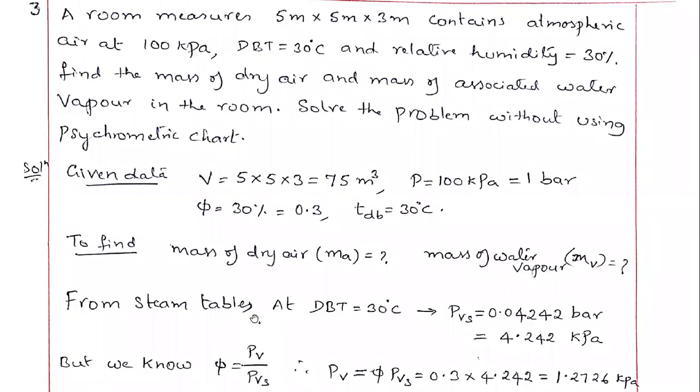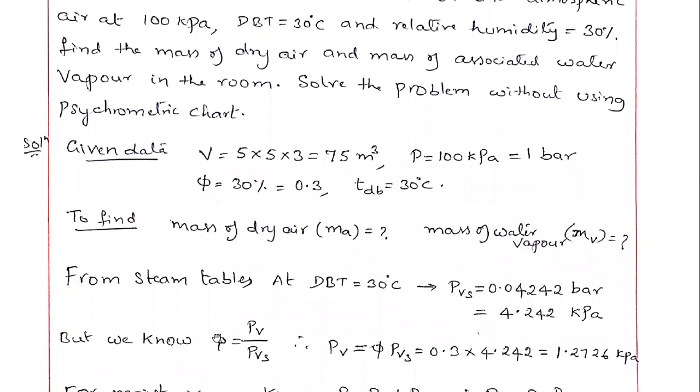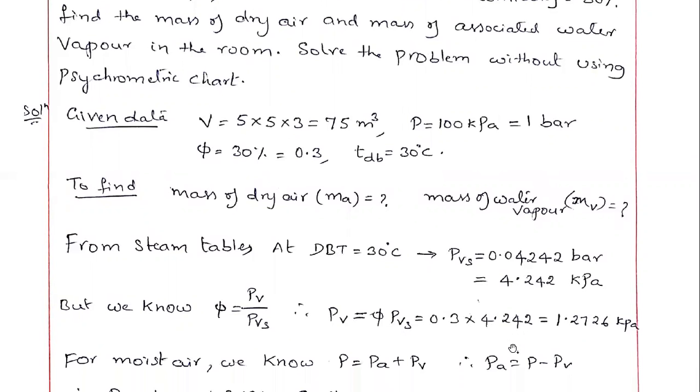So, open the table. In the table, again Table 2 has the temperature and pressure. The first column has temperature. So at DBT 30 degrees centigrade, find the saturated partial pressure of the vapor. It comes to 4.242 kilopascal. But we know relative humidity is nothing but Pv by Pvs. Since relative humidity is already given, Pv is nothing but 0.3 into Pvs. So substitute here, multiply by Pvs, and we'll get the partial pressure of the vapor.